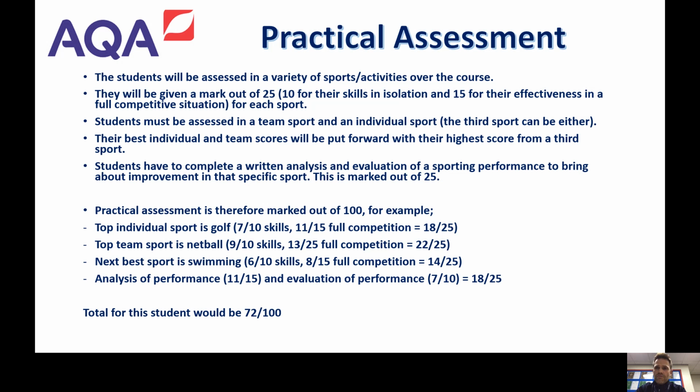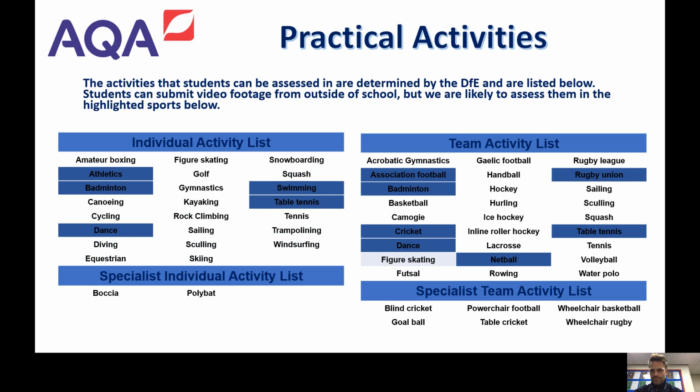Students also have to complete a written analysis and evaluation of a sporting performance to bring about improvement in that specific sport. That's marked out of 25. So here's an example. We've got a student who's got top individual sport of golf, top team sport of netball. The next best sport is swimming. And then the analysis of performance and evaluation had a score of 18 out of 25. So if we tally all those up, this student here would get a score of 72 out of 100 going into the 2 exams in summer of year 11.